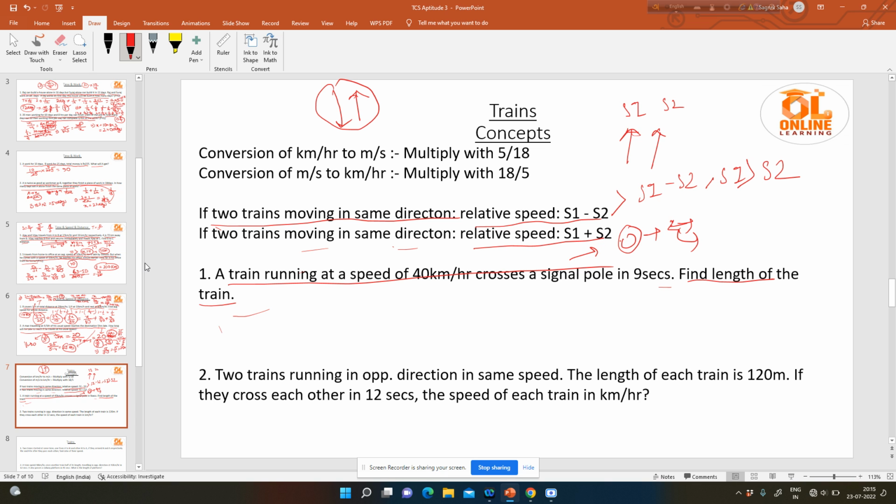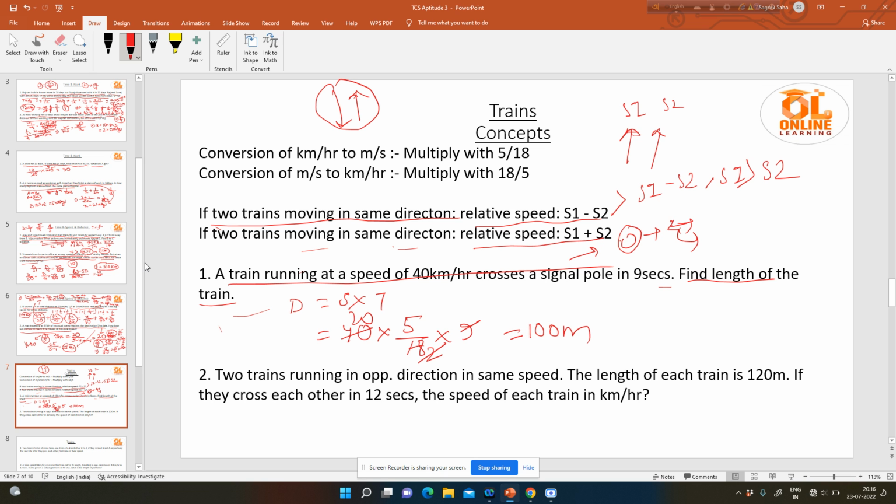We know length means the distance. We know distance is equal to speed into time. The speed is in kilometer per hour and the time is in seconds. So to convert 40 kilometer per hour into meter per second, it would be 40 into 5 by 18 into 9, and if we cancel, it comes to 100 meters. That is the length of the train.